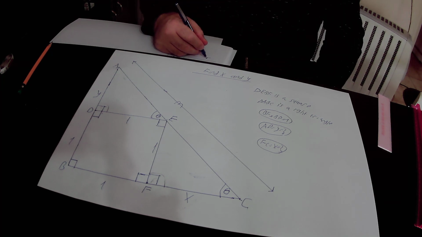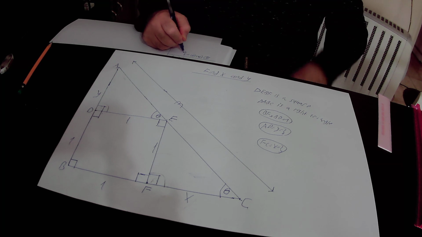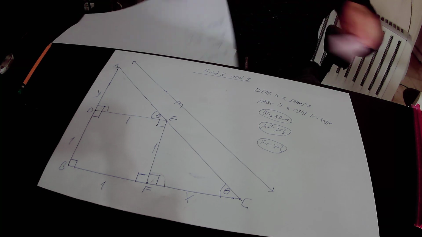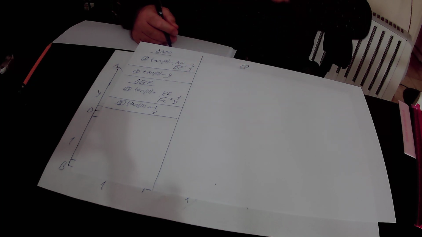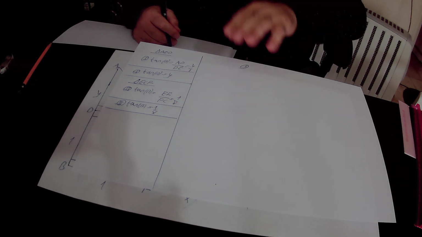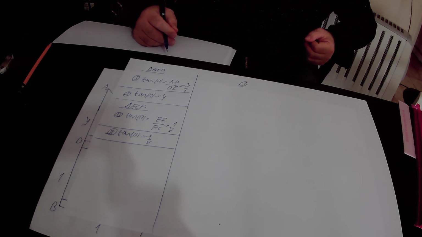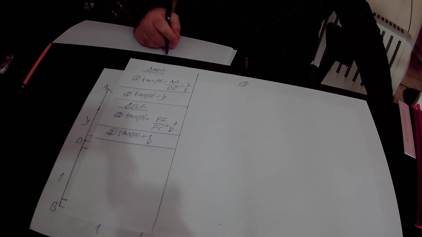So in conclusion, according to equation number 2, tangent theta equals 1 over X. And according to equation number 1, tangent theta equals Y. So we create equation number 3, which states that tangent theta according to equation number 1 must be equal to tangent theta according to equation number 2.